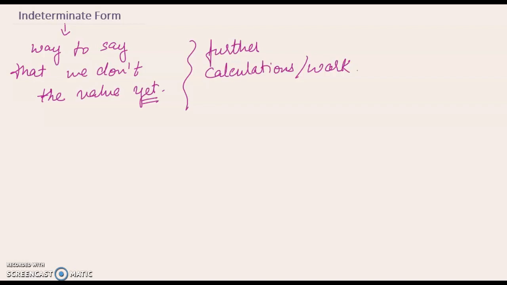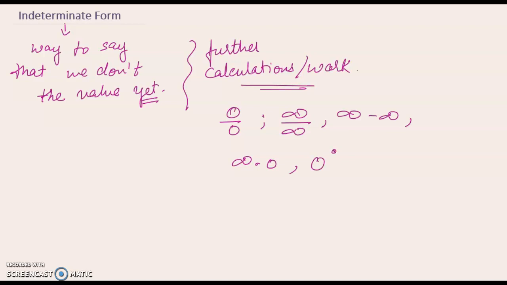And the only indeterminate forms which require further calculation or work are these: if it is 0 over 0, infinity over infinity, one over... If you end up with something like this when you are starting a calculation, that means the question is asking for further calculations.